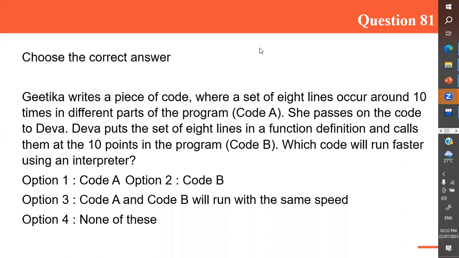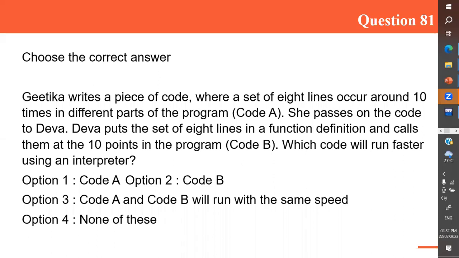Boys and girls, think carefully. Interpreter means what? It executes line by line. Will it save the code? Will it save anything in the memory? No, right? Nothing will be there in the memory. Every time you run a line, it will again allocate memory, again store, again call, and execute like that.